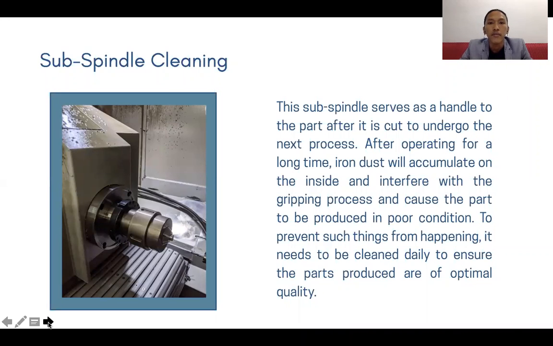Sub-spindle cleaning. This sub-spindle serves as a handle to the part after it is cut to undergo the next process. After operating for a long time, iron dust will accumulate on the inside and interfere with the gripping process and cause the part to be produced in poor condition. To prevent such things from happening, it needs to be cleaned daily to ensure the parts produced are of optimal quality.